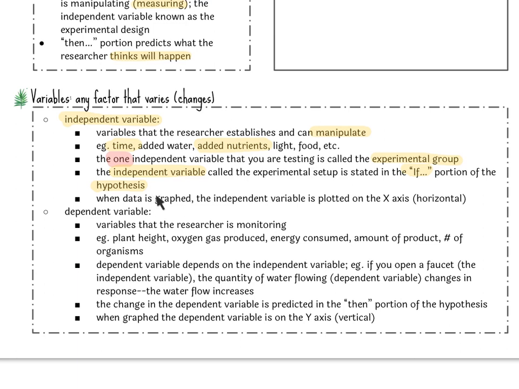Okay? And when we graph it, the independent variable is plotted on the x-axis, which is the horizontal one, or the one that goes side to side. It's flat.